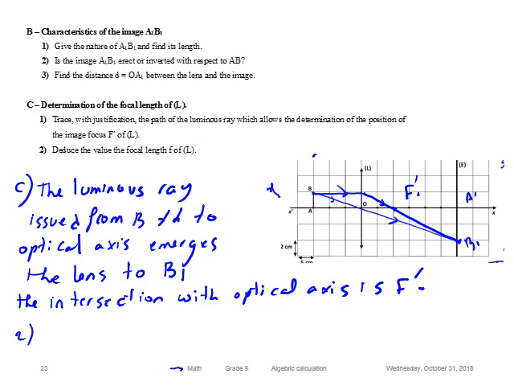Deduce the value of the focal length of L. So the focal length is equal to the distance from O to F'. So OF' is 1, 2, 2 multiplied by the scale, which is 5, equal to 10 centimeters. And finally, good work.